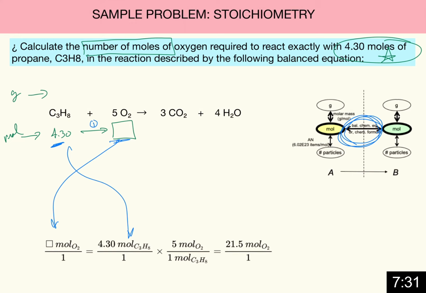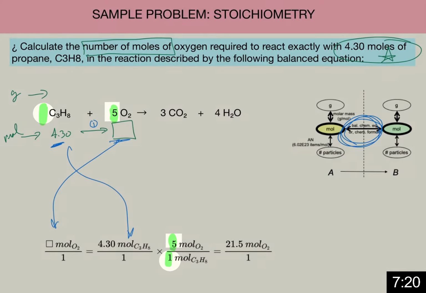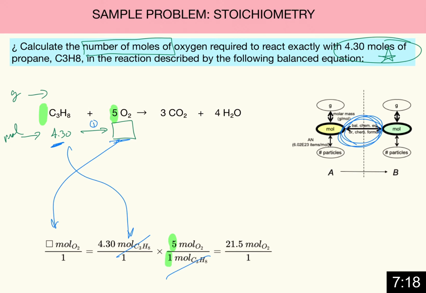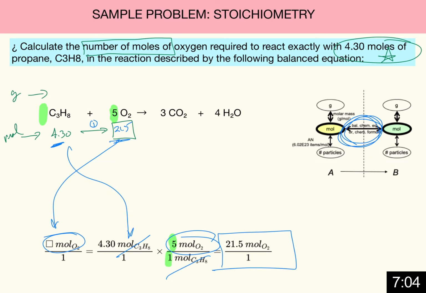And what do we know here? We know that 1 mole of propane will give us 5 moles of oxygen. Going through the dimensional analysis, moles of propane goes away. What am I left with? Moles of oxygen. What am I looking for? Moles of oxygen. Boom, I'm there. Multiply it out: 21.5 moles of oxygen. 21.5 moles of oxygen is what you're going to get.